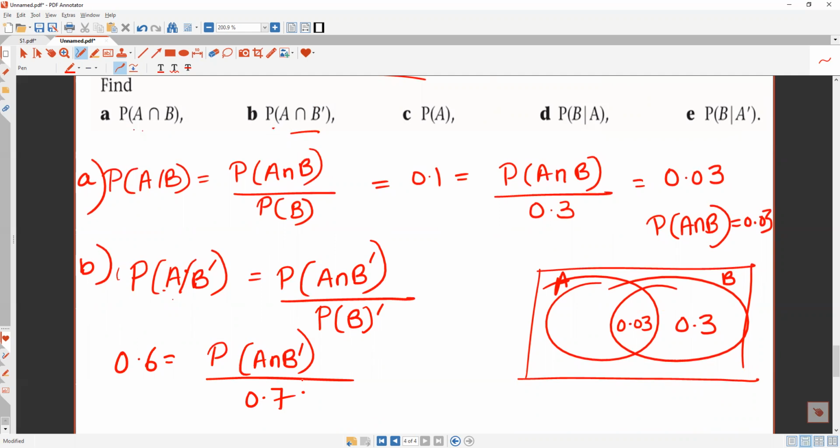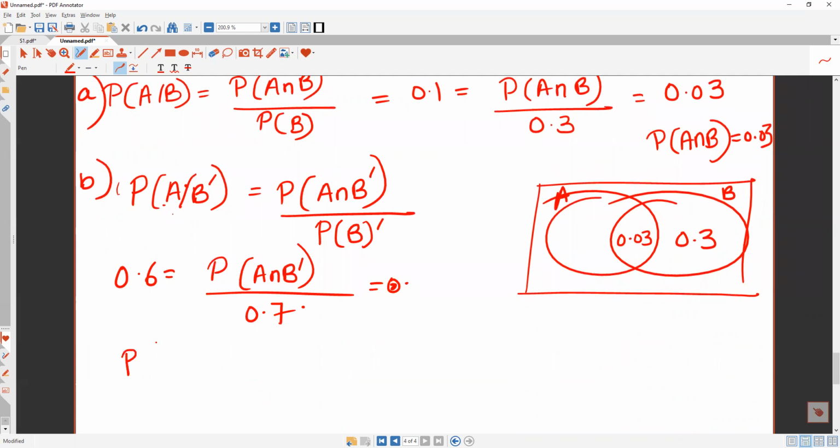So your answer টা হয়ে গেছে কত? 0.042. So your answer is probability of A intersection B complement is 0.02. মনে রাখো এটা. So 0.042. Okay. Now, what is this A intersection B complement?